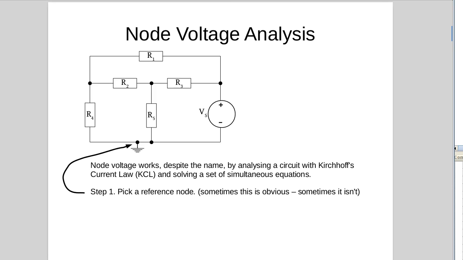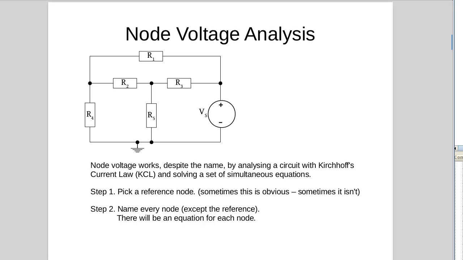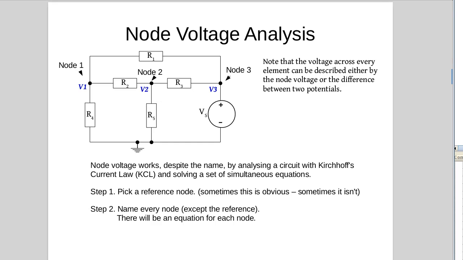Sometimes you can easily see which one to pick. In this case, if we use this one as the reference, the other 3 we can label them with voltages relative to ground. So our second step is to name every node except for the reference. So this is node 1, node 2 and node 3, or you could say junction 1, junction 2 and junction 3. So we name these nodes and we give them voltage labels V1, V2 and V3. So these are the node voltages.